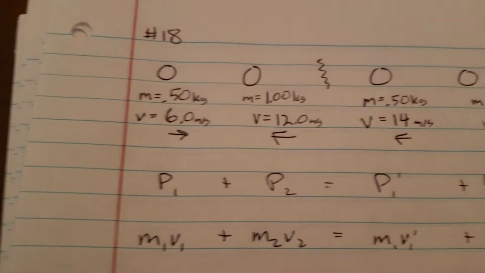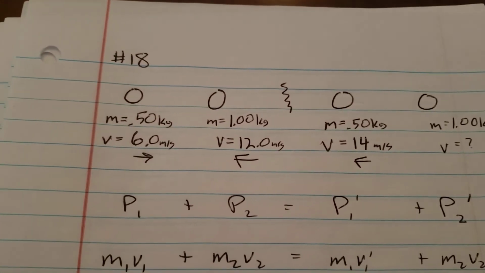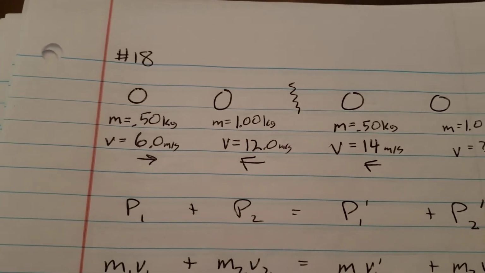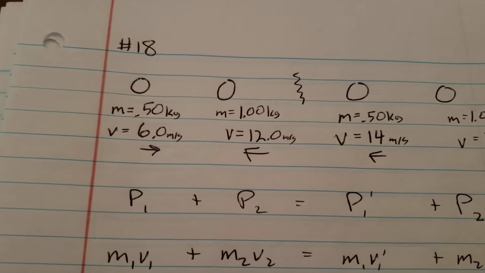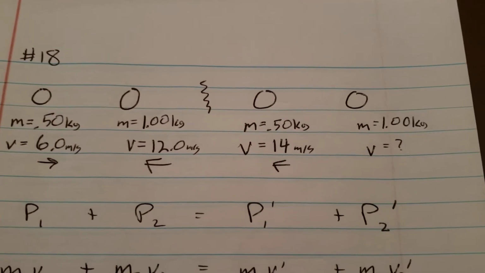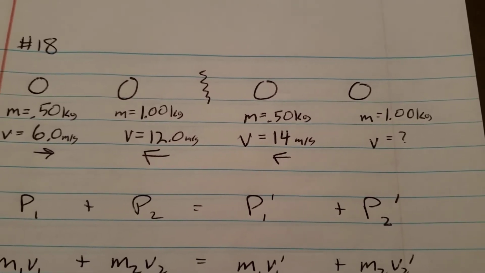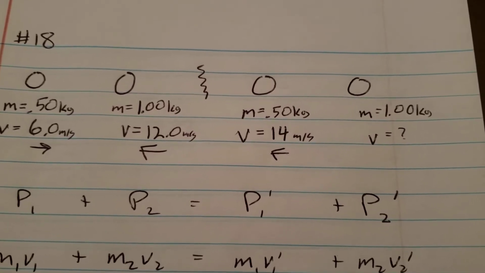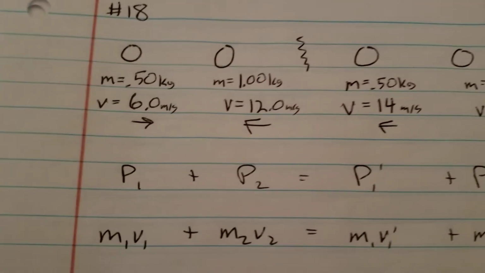Similar to the previous problem, we have the first ball, mass of 0.5 kilograms, moving to the right at 6 meters per second, directly towards the second ball, mass 1 kilogram, at a velocity of 12 meters per second, moving to the left. They collide. After the collision, we have the first ball still with a mass of 0.5 kilograms, traveling to the left at 14 meters per second, and the second ball with a mass of 1 kilogram with an unknown velocity.